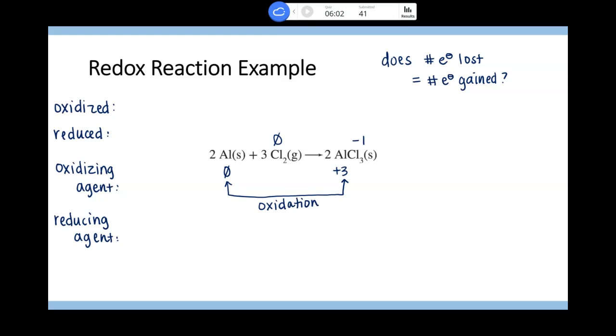Chlorine did the opposite. Chlorine started with an oxidation state of 0 and became oxidation state of -1. So it has reduced. So we say reduction occurred. It gained electrons, so we have a reduction in its oxidation state. If you can identify an element that changes in oxidation state where one is oxidized, one is reduced, then you have a redox reaction.